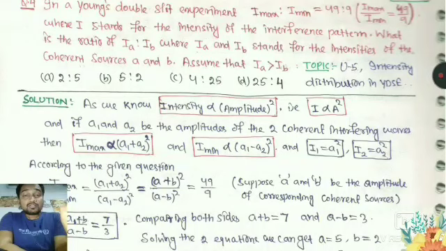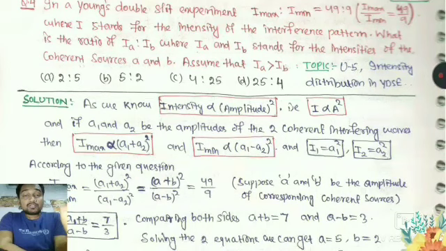So this is the answer, and the theory related to this is the resultant amplitude of two superposing waves having phase difference phi between them. That is, if we superimpose two waves having amplitudes a1 and a2, the resultant amplitude will be the square root of a1 square plus a2 square plus 2 a1 a2 cos phi. Here phi is the phase difference between the two waves. Accordingly, we can calculate the intensity.